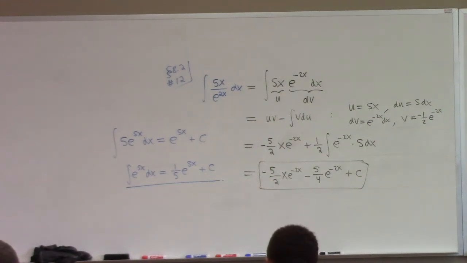Of course, this is a u substitution, right? U equals 5x, so 5x dx is du. That's where the 1/5 is coming from.